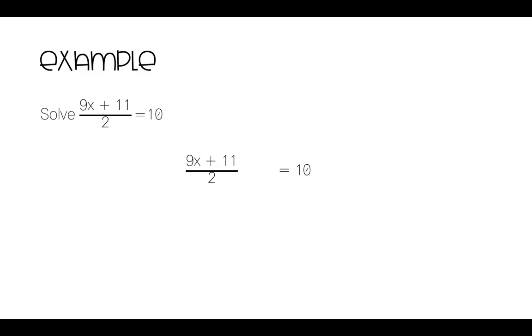So we've got 9x plus 11, all divided by 2. Timesing both sides by 2, dividing by 2 and then timesing by 2 cancels that out. So we end up with 9x plus 11 equals 20. Then we're going to work with the 11, so we subtract 11 from both sides, which gives us 9x equals 9. Then divide both by 9, which gives us x equals 1.